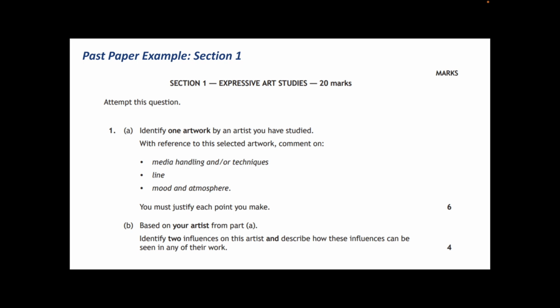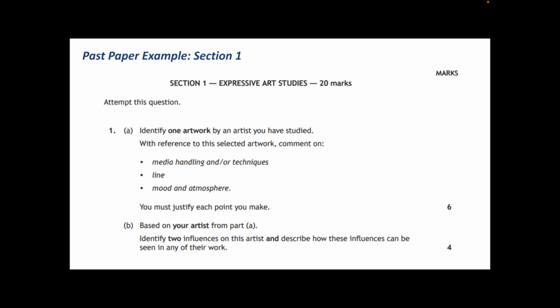You must comment on each prompt to gain full marks. I recommend writing 2 comments for each prompt, but the marks don't have to be split evenly. For example, you could have 3 comments for media handling and/or techniques, 1 comment for line, and 2 comments for mood and atmosphere, which equals 6 total. It is important that you have at least 1 comment for each prompt and have a total of 6 comments.